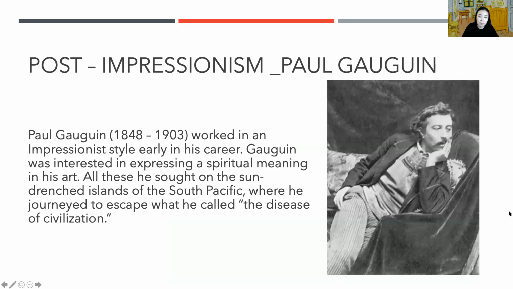The last Post-Impressionist artist we are going to see is Paul Gauguin. Paul Gauguin worked in an Impressionist style early in his career. Gauguin was interested in expressing a spiritual meaning in his art. All this he sought on the sun-drenched islands of the South Pacific, where he journeyed to escape what he called the disease of civilization.